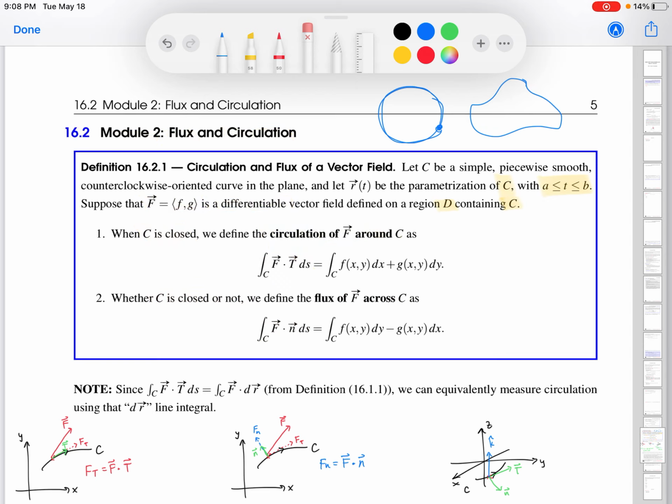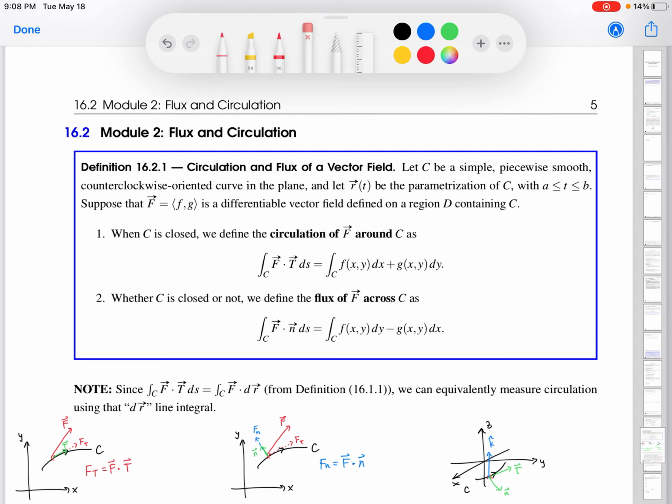What I want to do now is motivate this new concept, the flux, and why it's this and how it's equal to that. And then come back later on and give you some intuition about what the circulation measures and what the flux measures. Some of it will be familiar, some of it will be new. So on to this concept and how we get there.